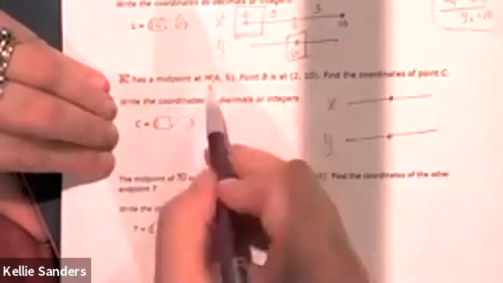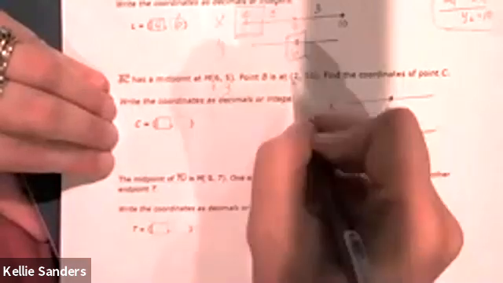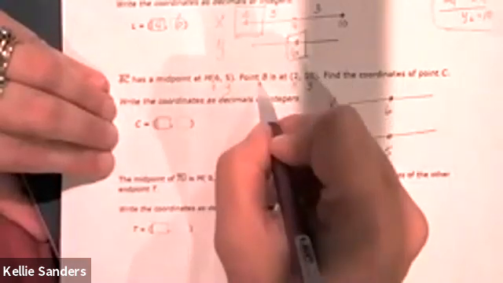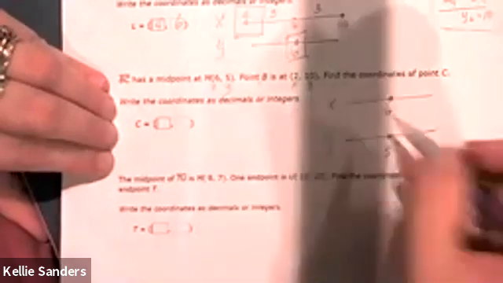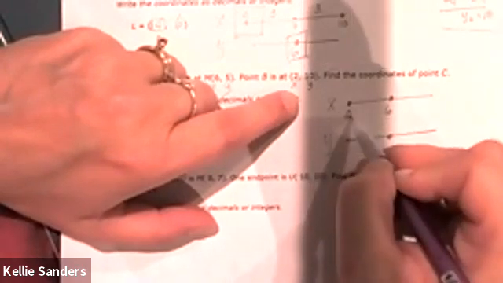X, Y, you're given the midpoint of 6, 5. So that's 6 and that's 5. B is at 2, 10. So the X of B is 2, and 2 is on this side of 6. 10 is on this side of 5. So we're looking for this number, and we're looking for this number.